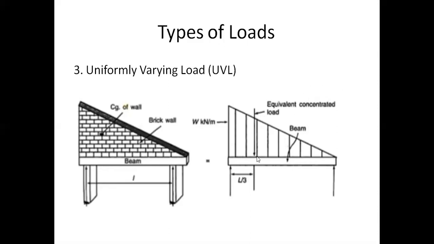When we draw a block diagram, or what we call a free body diagram, this is a beam and this represents uniformly varying load, UVL. So these are basically the three types of loads. One is a point load or concentrated load. The second one is uniformly distributed load, UDL. And the third one is uniformly varying load, that is UVL.